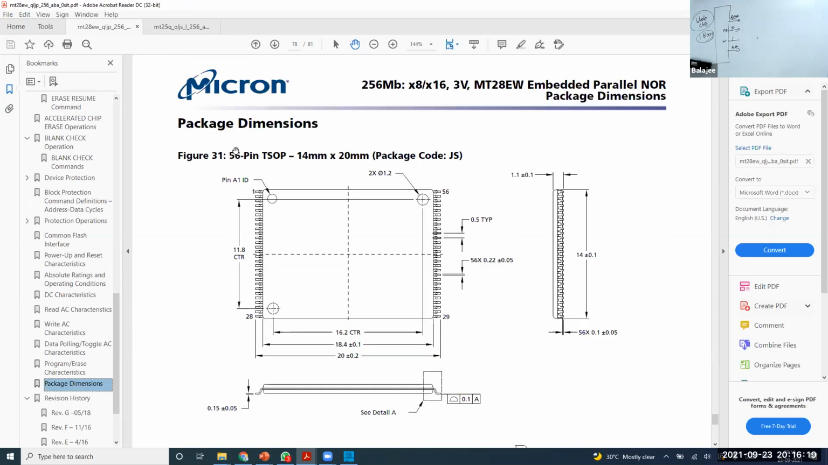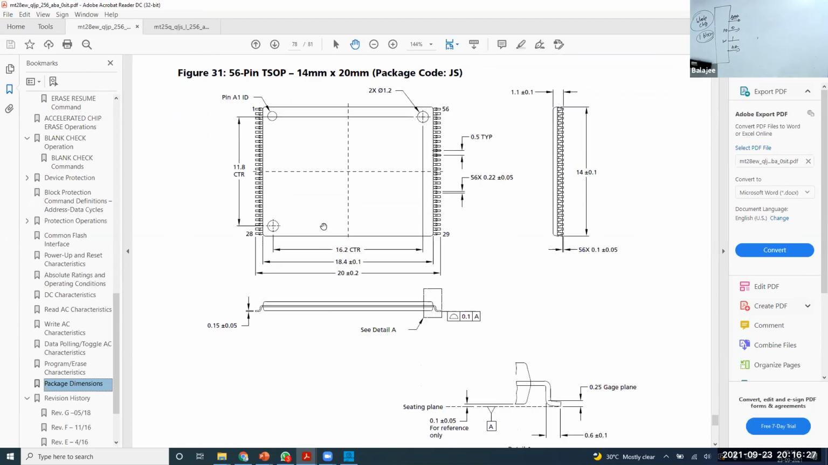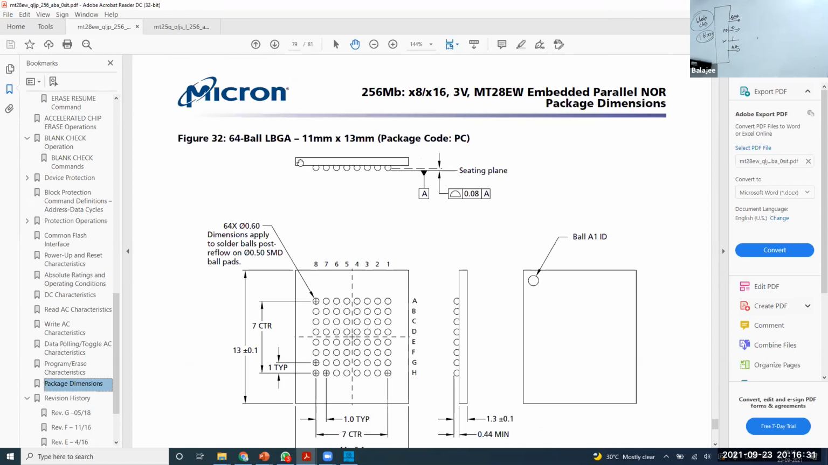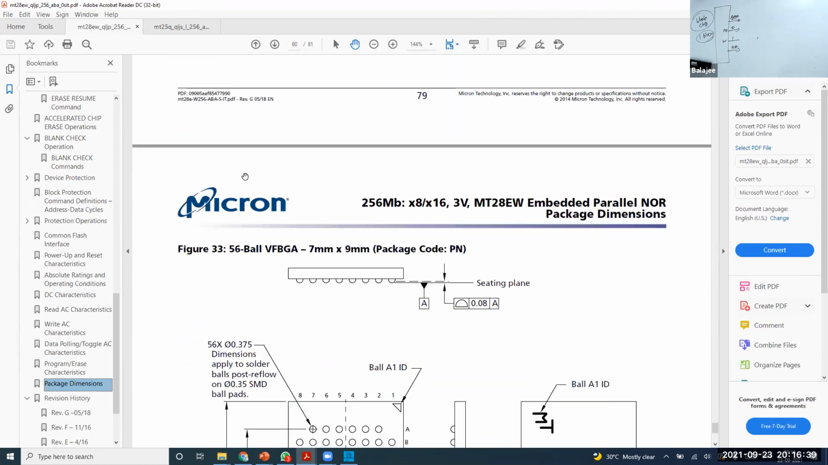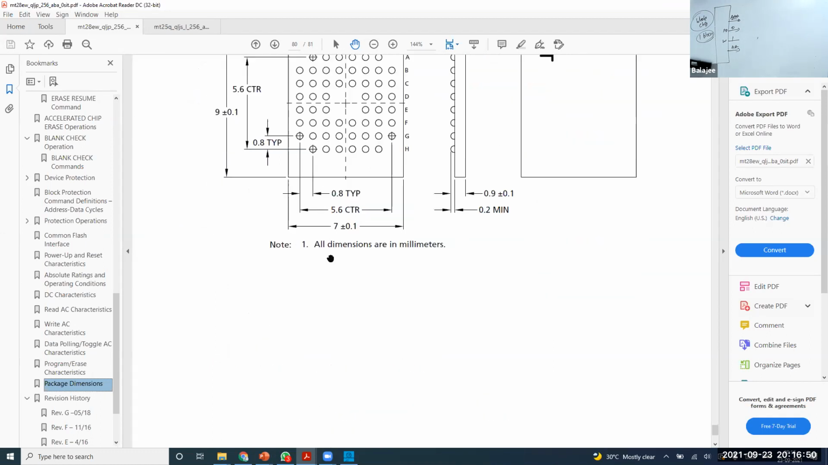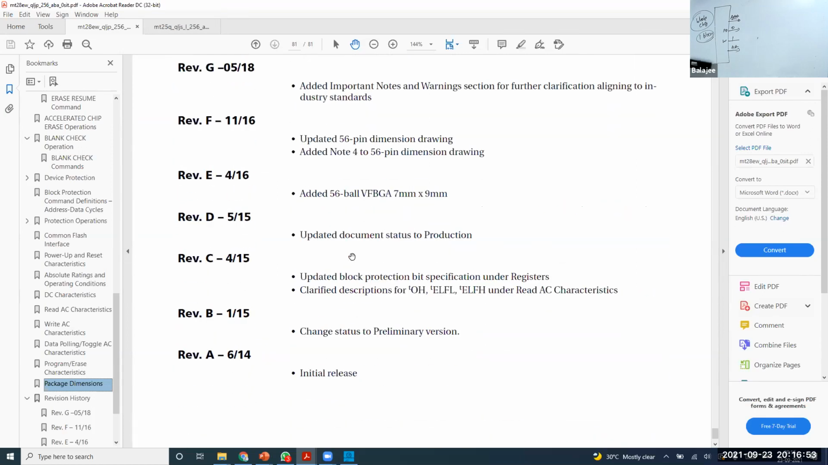There are so many packages. We will discuss all the packages: TSOP, PSOP, PGA, BGA, all these things. See here, this is BGA. On the chip bottom there are only balls. It will just go there and stick. They will give you all the dimensions. See here, how much is the dimension? 0.375 mm. Then what is the distance between them? These are all the things we use to do the PCB.